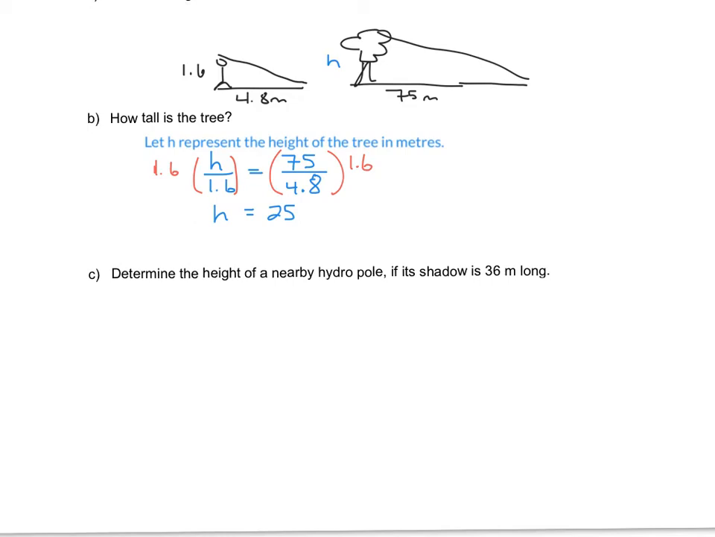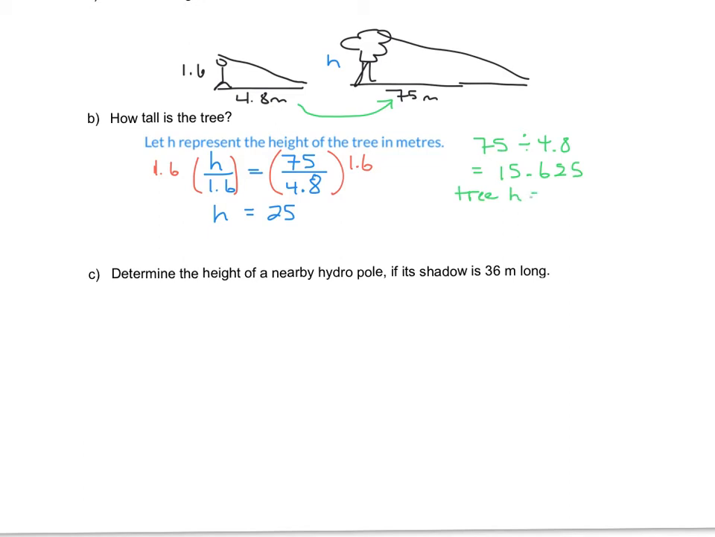You could also get a scale factor here instead. You could figure out what we are multiplying 4.8 by to get to 75. So you could take 75 and divide by 4.8. So this is just an alternate solution, 75 divided by 4.8. That, on my calculator, would give me 15.625, and you don't want to round that answer. You want to keep all the digits that are there. 15.625. That means we're going to take that 1.6 and multiply to get the tree height.